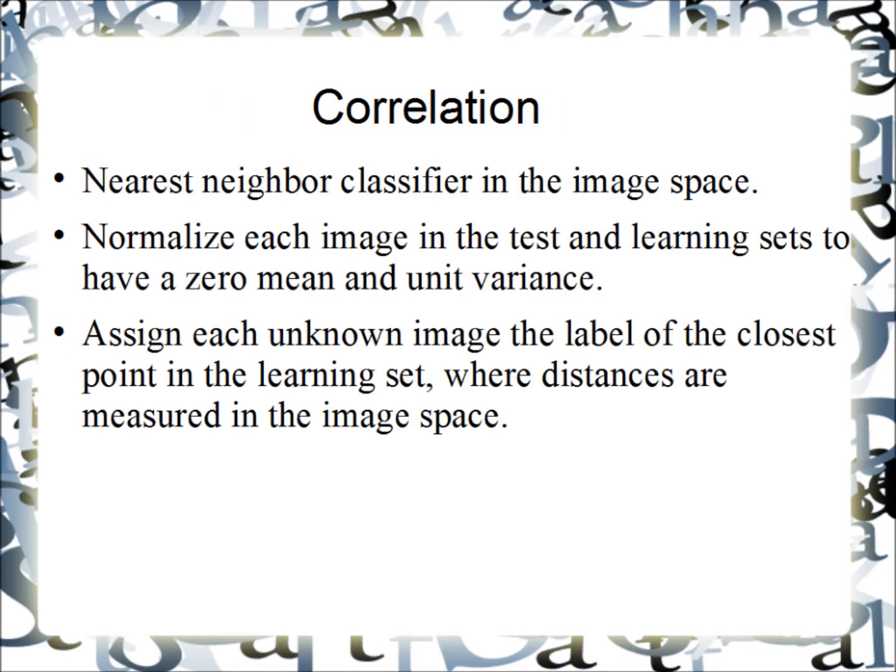Correlation uses the nearest neighbor classifier in the image space. You normalize each image in the test and learning sets to have zero mean and unit variance, then assign each unknown image the label of the closest point in the learning set, where distances are measured in image space. Basically, you take all of the images in your learning set and decide which image looks closest to your test image.